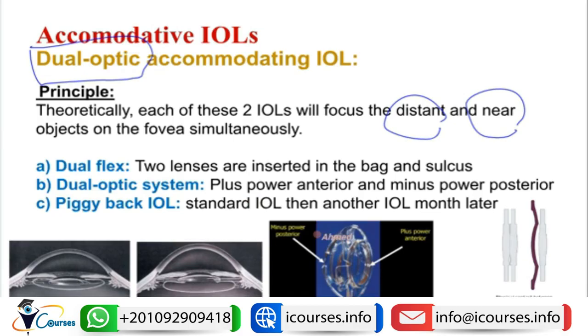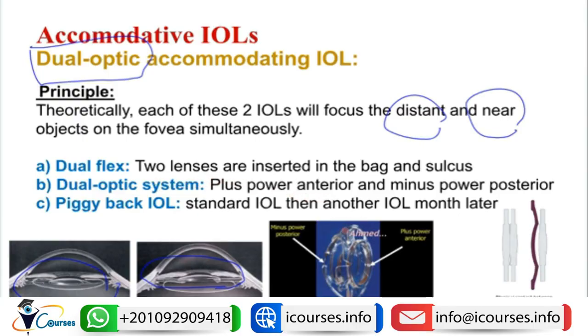Different designs have been manufactured. Therefore, we have the dual flex. In dual flex, one intraocular lens is inserted in the bag, which will be responsible for 2/3 of the total power of the refractive error. And the other one will be implanted into the ciliary sulcus and will account for 1/3 of the refractive power. So this is called the dual flex.